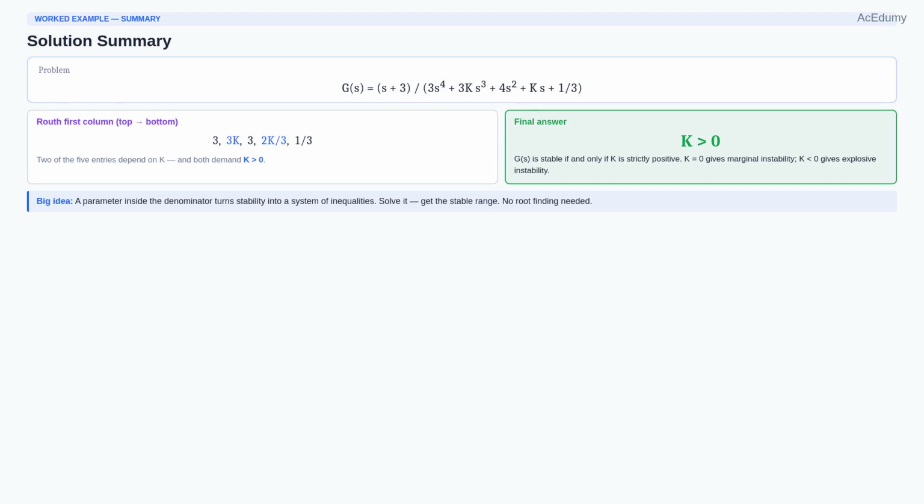The big idea. When a transfer function carries a free parameter inside its denominator, the Routh table converts the stability question into a system of inequalities in that parameter. Solve the inequalities, get the stable range. No root finding required. The same method scales. It works for any parameter, any number of coefficients, any order of polynomial. The parametric stability boundary is the most useful tool a control engineer carries into design.